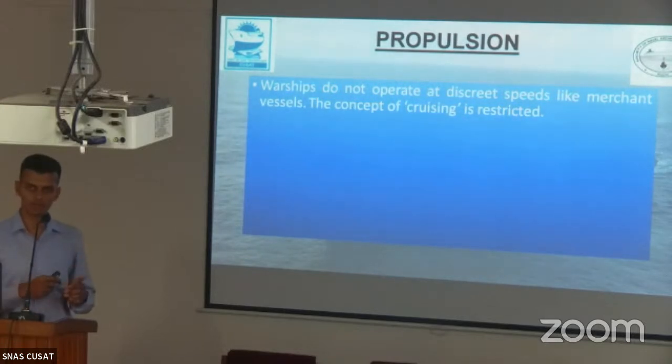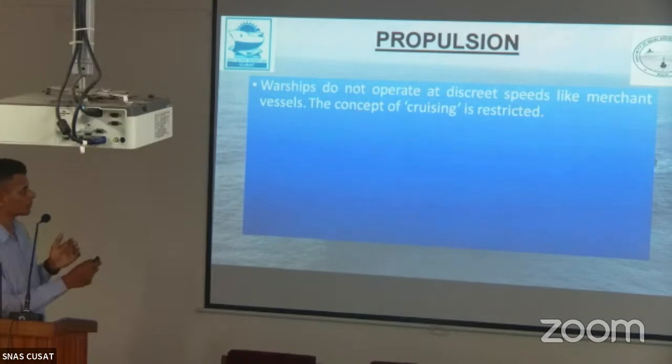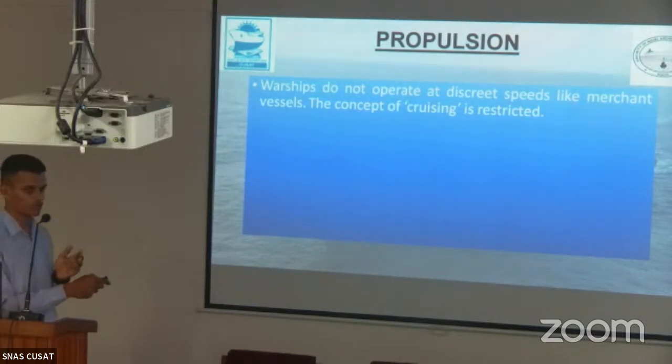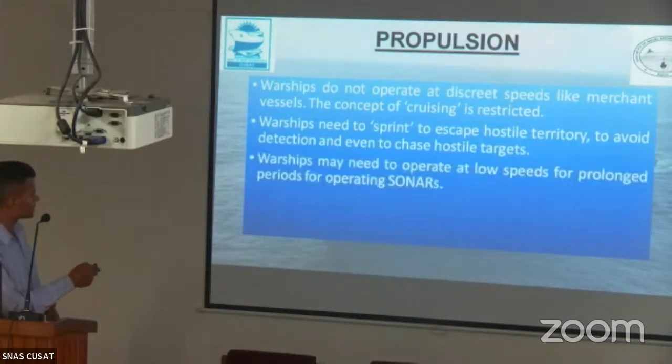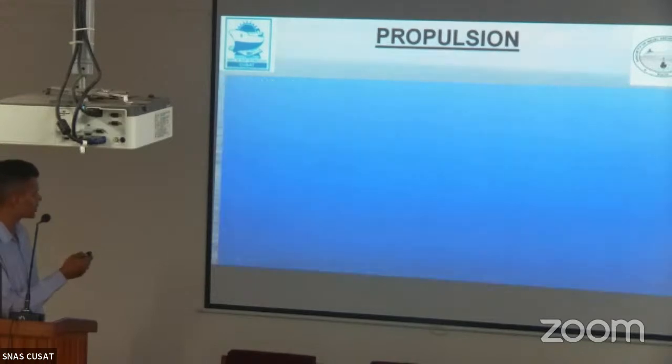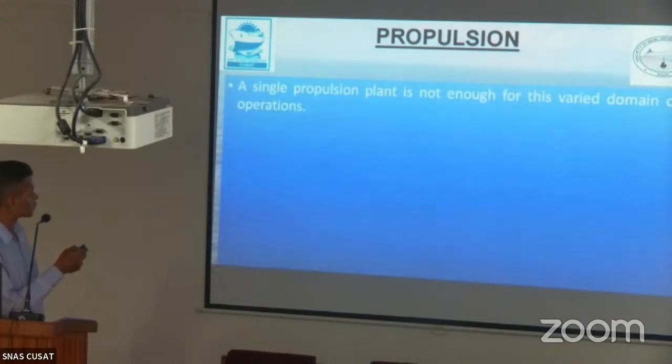So we have to keep on varying the speeds from zero to the maximum speed. So we cannot have a single prime mover. We cannot have an optimum operating speed for a warship. So for different scenarios, we need different speeds. For that particular reason, warships need to operate at low speeds for prolonged periods for operating sonars, and they need to sprint to escape hostile territory, to avoid detection, and even to chase hostile targets. So because of these reasons, a single propulsion plant is not enough for these varied domains of operations.